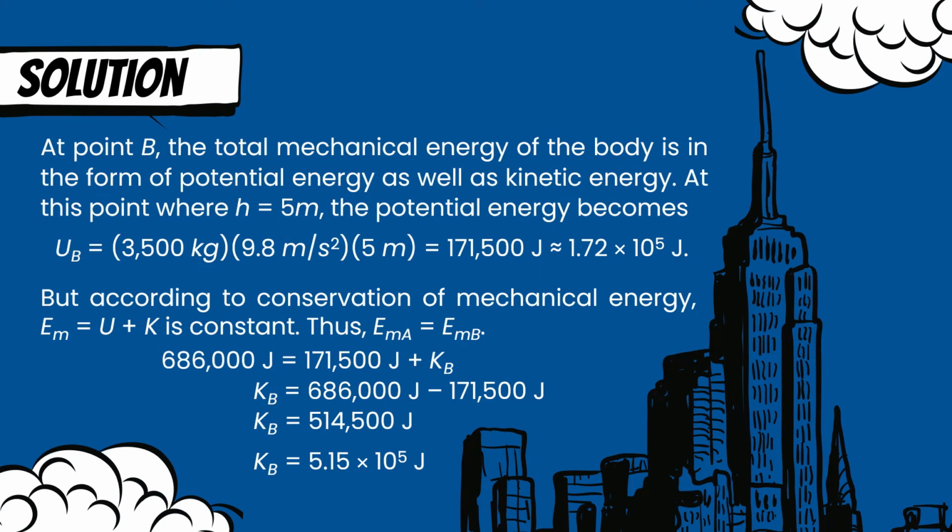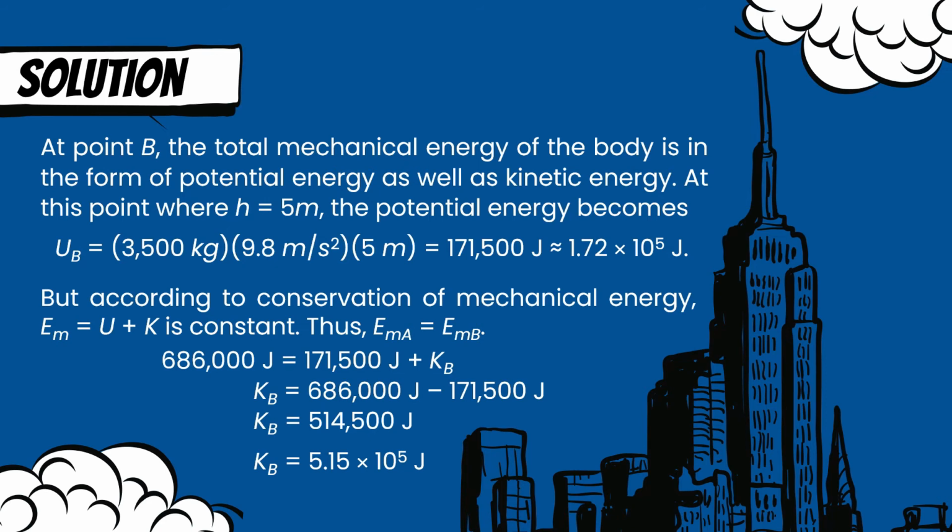At point B, the total mechanical energy of the body is in the form of potential energy as well as kinetic energy. At this point, where h is equal to 5 meters, the potential energy becomes U sub B is equal to 3,500 kilograms times 9.8 meters per second squared times 5 meters, which is equal to 171,500 joules, or approximately 1.715 times 10 raised to 5 joules.